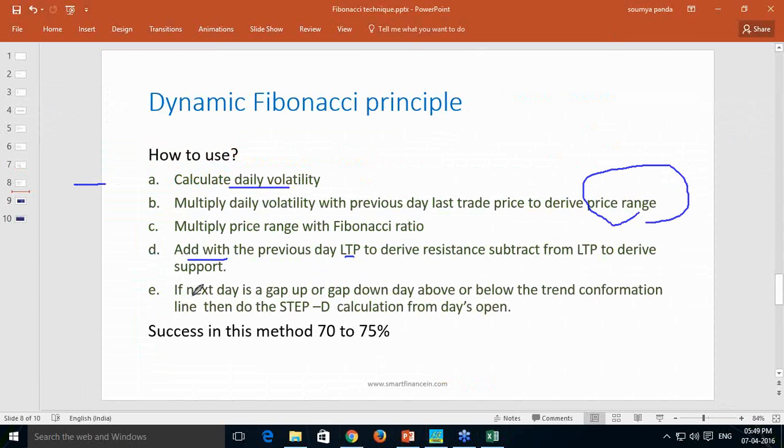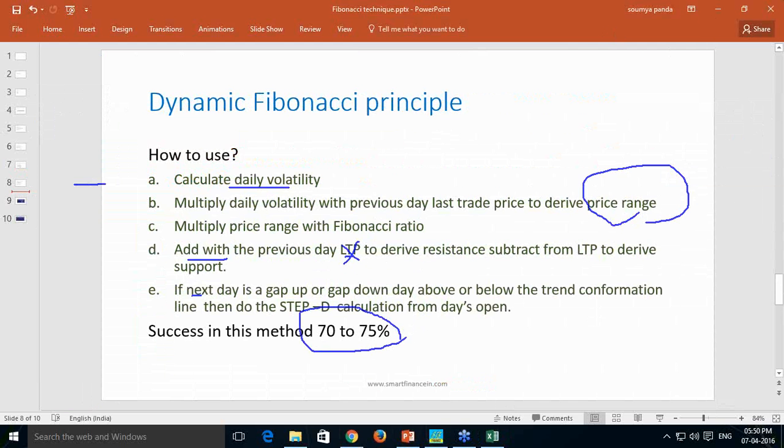And here is a rule: if there is a gap up or gap down above that 0.236 point of my calculation, my trend set point, if a gap up or gap down happens which is above or below my trend set point, then I will reject the last traded price and I'll be taking the gap up or gap down price point into confidence for projecting the trend. So this method increases the success to 70 to 75%. That is what it does.